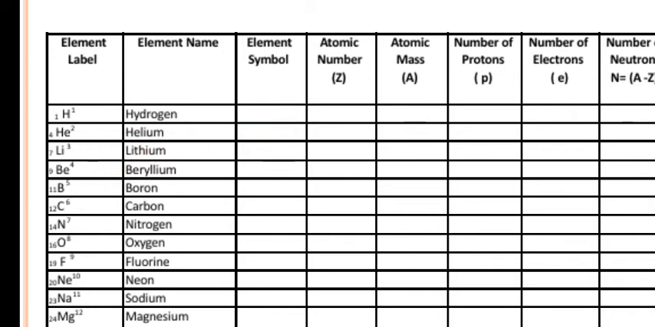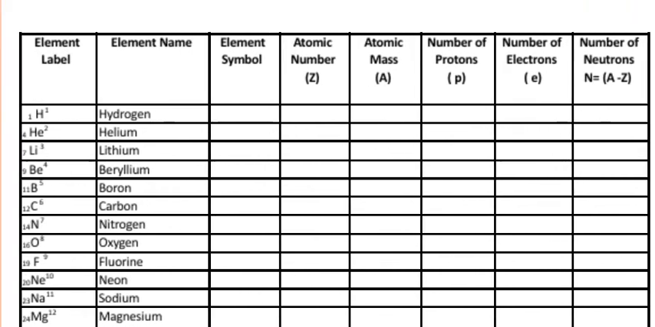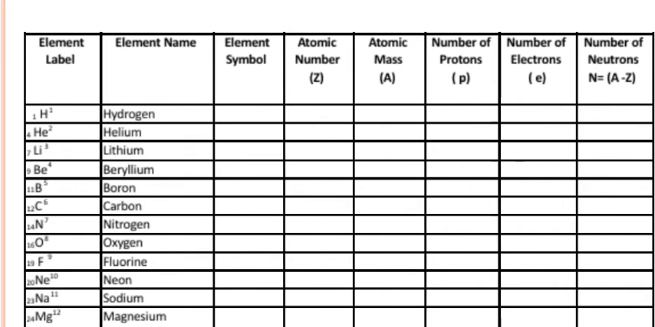The next column is atomic number. The smaller number which is given in the element label is the atomic number. The next column is atomic mass. In this column you have to write the greater number which is given in the element label, which is the atomic mass. I will tell you about the number of protons, electrons, and neutrons. First of all you have to write the names and symbols of the elements in these columns.